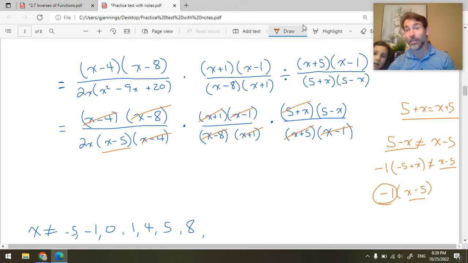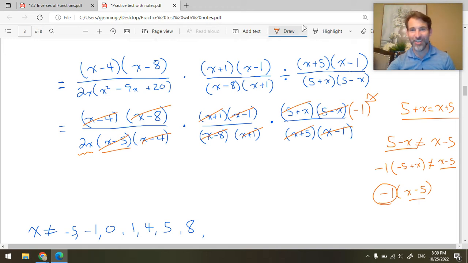They differ by a factor of negative 1. So I can cancel that and that, but then make sure that I multiply the top by negative 1. Now there are 3 groups that are all crossed out. The only things left are this 2x and that negative 1 there.